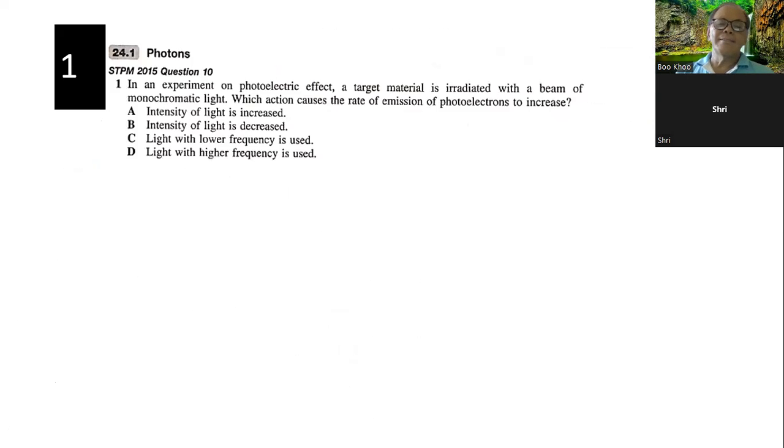Okay, question 1. In an experiment on photoelectric effect, a target material is irradiated with a beam of monochromatic light. Which action causes the rate of emission of photoelectrons to increase?